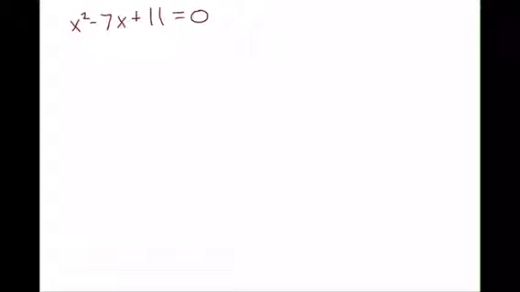So today I'm going to show you how to solve for x in a quadratic equation using the method of completing the square. And we're going to be using the equation x squared minus 7x plus 11 equals 0. And the reason for completing the square is because the negative 7 and 11 don't factor out nicely.